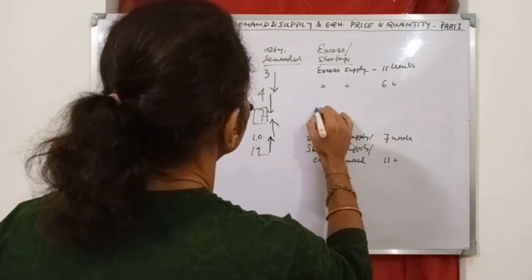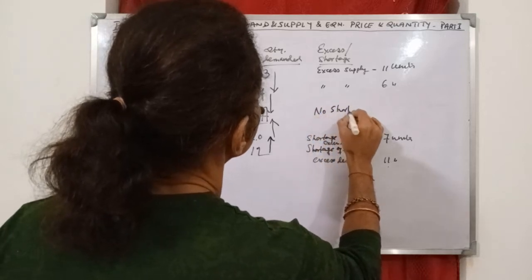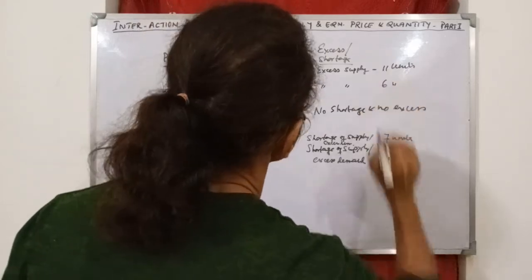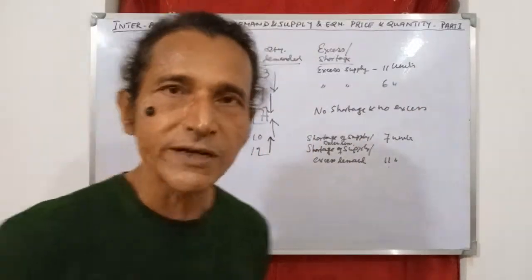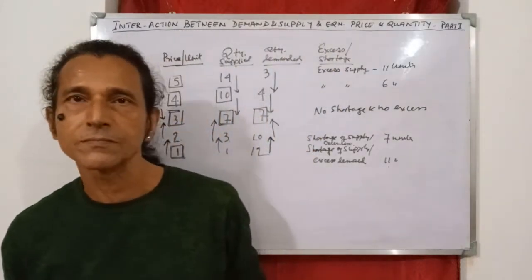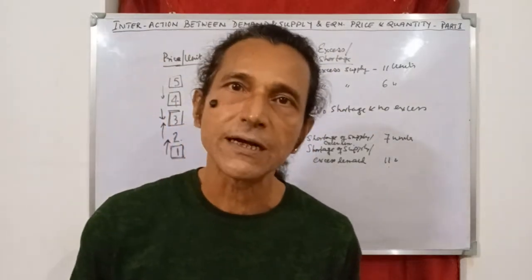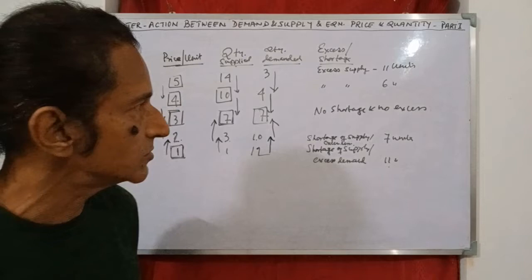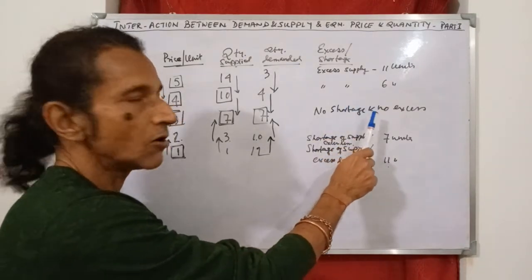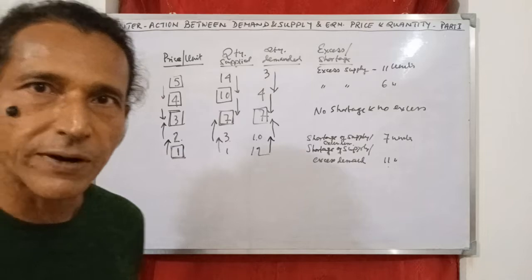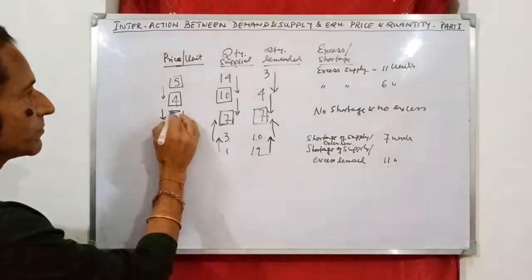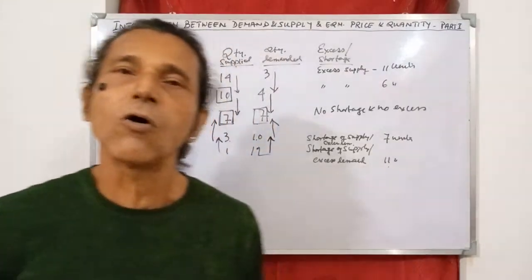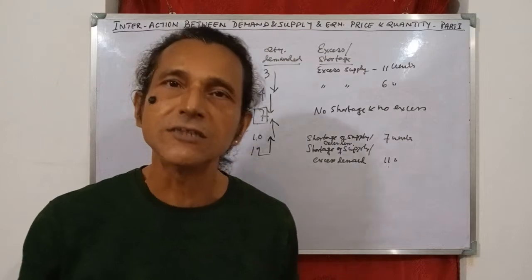Here no shortage and no excess. That is, all the potential sellers are able to sell their products and all the potential buyers are able to purchase their commodities. So there will be no shortage or no excess. That is the equilibrium price. That is, 3 is the equilibrium price and 7 is the equilibrium quantity. All other prices will indicate disequilibrium.